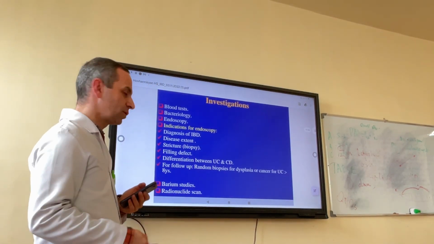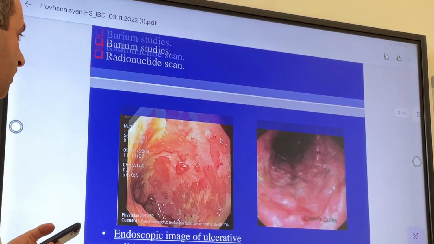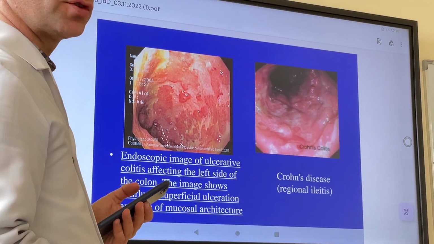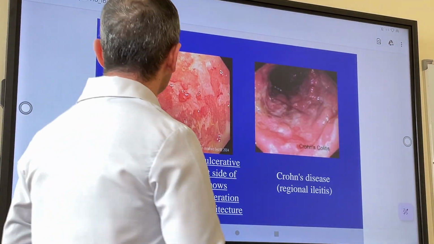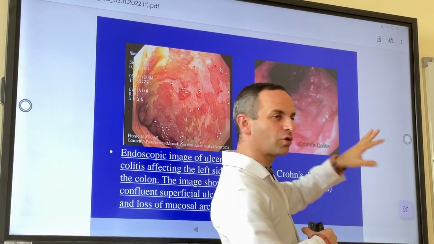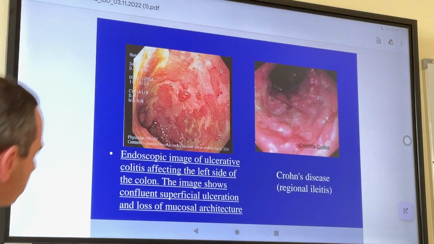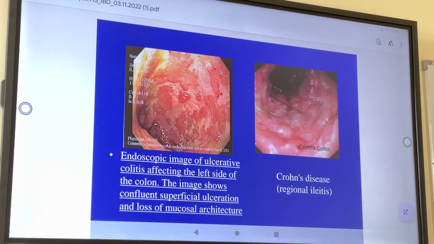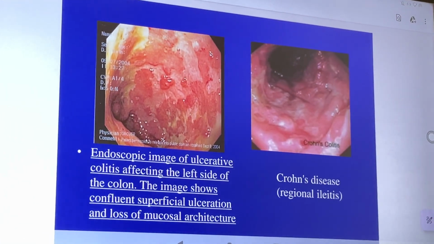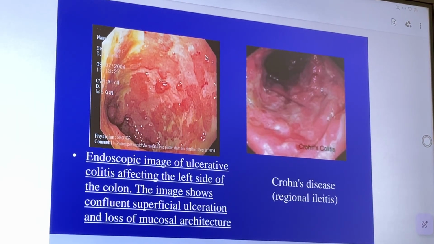Barium studies, I already told you that I will show you, and radionuclide scan, where labeled isotopes may accumulate in affected areas or around them. This is Crohn's disease, regional or terminal ileitis. This is a clear cobblestone appearance, with affected and non-affected areas. And this one is an endoscopic image of ulcerative colitis, which is left-sided disease in this case. We have confluent, fused, superficial ulceration, and loss of normal mucosal architecture.